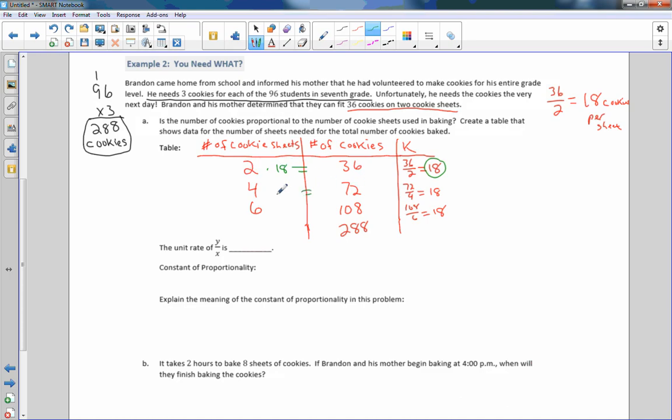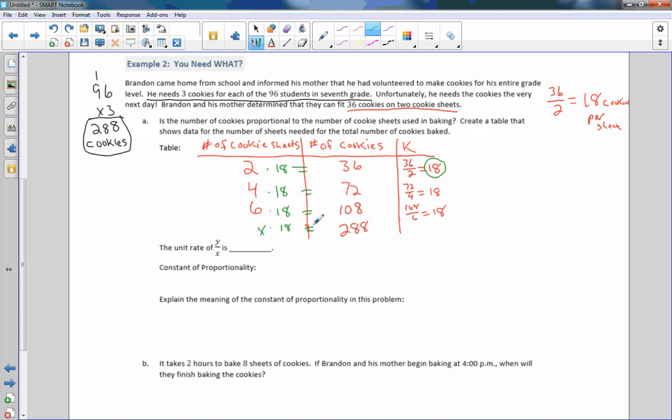Y equals k times x. And I don't know that value. So I'll just leave that for now. Actually, no, let's finish it now.